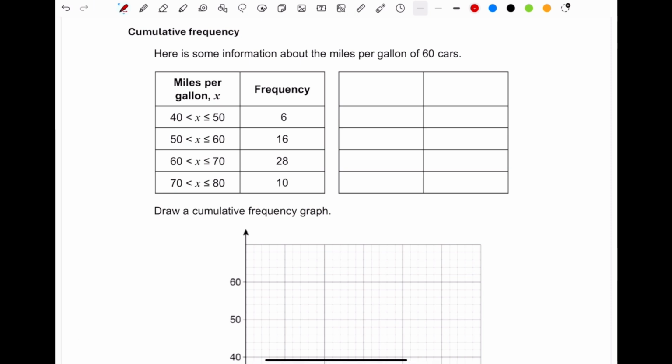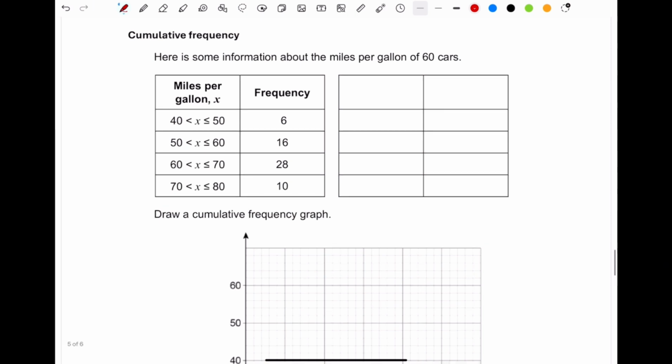Now moving on to cumulative frequency. This is slightly different to the previous one. To draw a cumulative frequency graph, what we need to do is to work out the cumulative frequency. That means up to 50 miles, what is its frequency? So we have 6 for the first one, and then the next one is between 40 to 60 because we are accumulating the frequency.